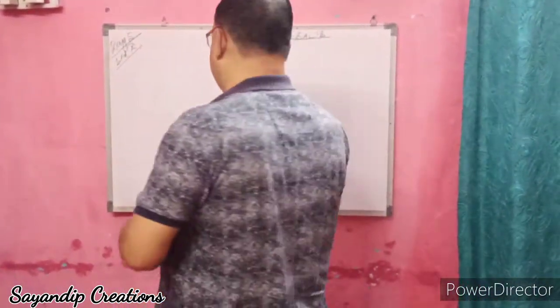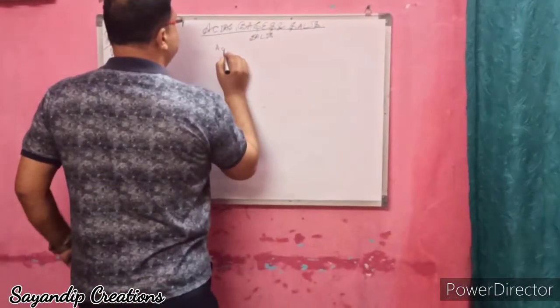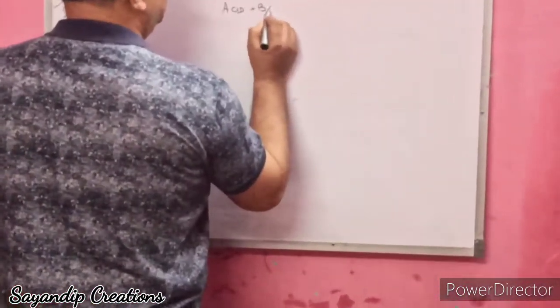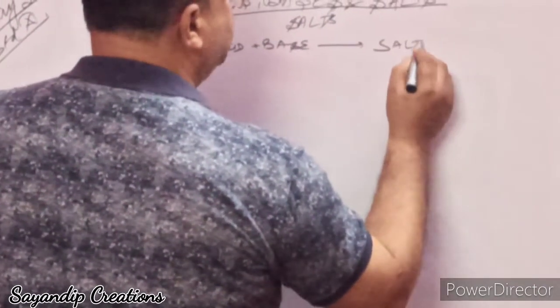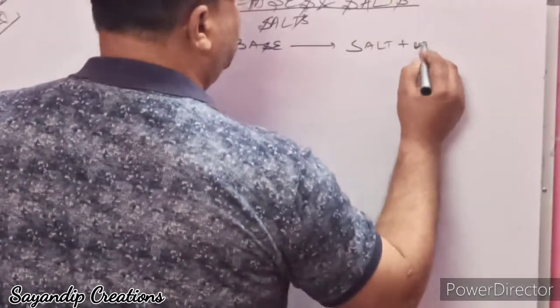What are salts? A salt is formed when an acid reacts with a base. When an acid reacts with a base, it forms a salt. Like acid plus base reacts to form salt plus water.